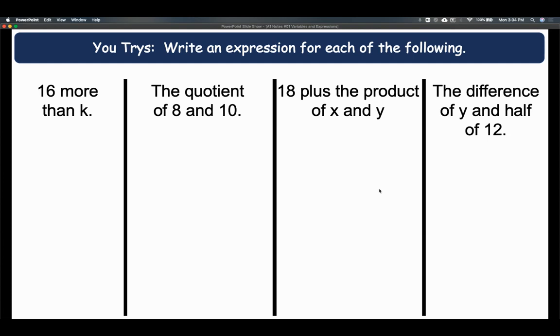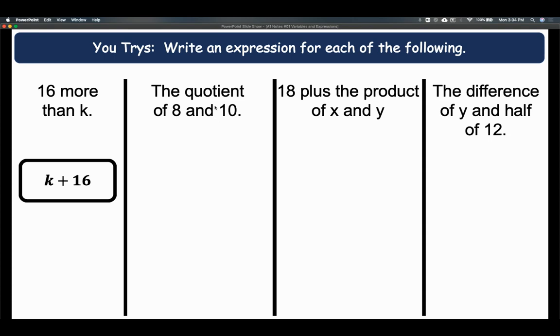16 more than K. So again, more than, that's one of those instances when I know I'm supposed to flip it over, so I know the K should be first and then the 16. More than means I'm going to add. So K first, then the 16 should be adding. K first, 16, add them together.